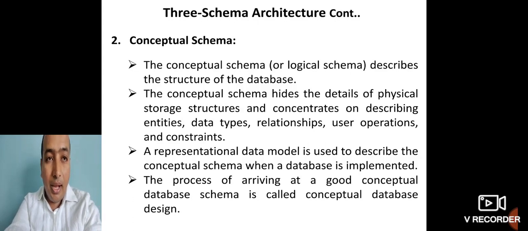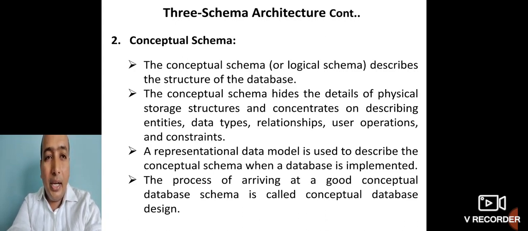The conceptual schema hides the details of what? Physical storage structures, and concentrates on what? Describing the entities, the tables, the data types you are using, the relationships which are coming there, the user operations, as well as the constraints which are being posed there. Understood? So this is the main essence of your conceptual schema.